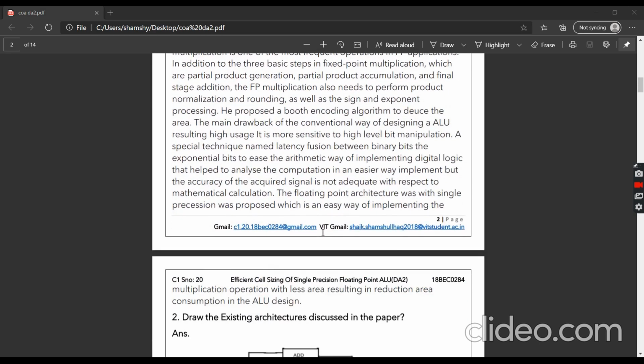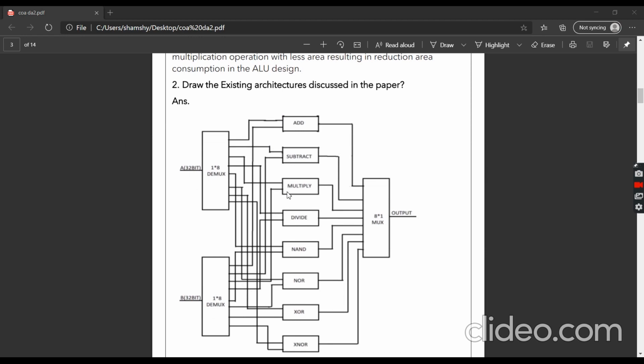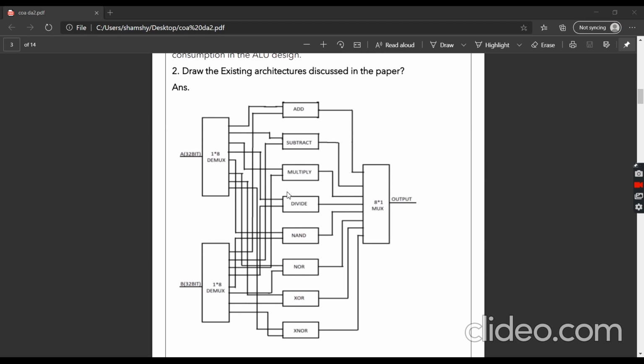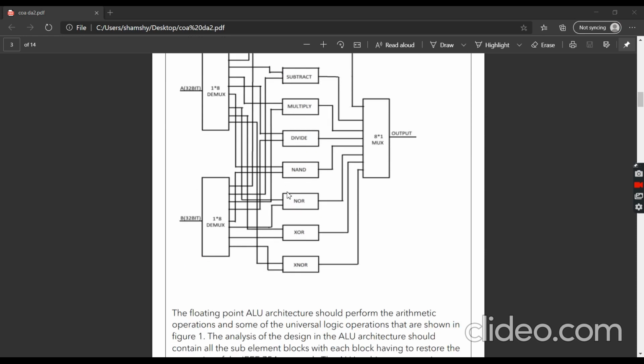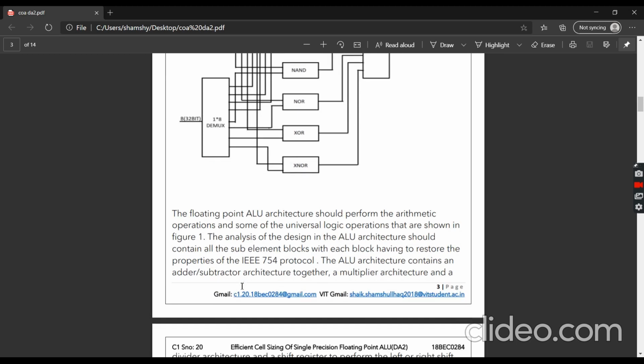Here is further information regarding this question. This DA majorly contains block diagrams. So here, draw the existing architecture discussed in the paper. Here is the architecture discussed in the paper. This is the block diagram, have a look. The floating point ALU architecture performs the arithmetic operations, and some of the universal logic operations are shown in this figure.